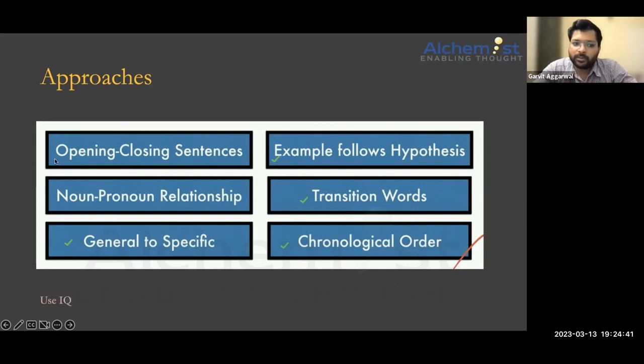Opening and closing, we talked about the introductory sentence versus the conclusion sentence. Noun-pronoun relationships are basically reference. You could also use determiners to help you fathom the relationship and so on. Are we clear with all of this? All of these are only there to help you.